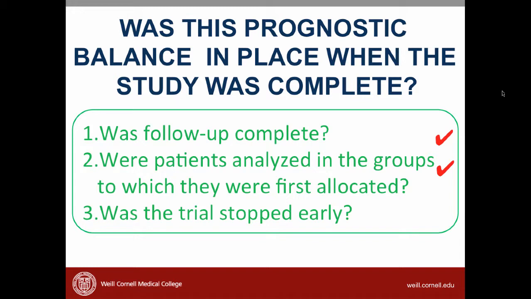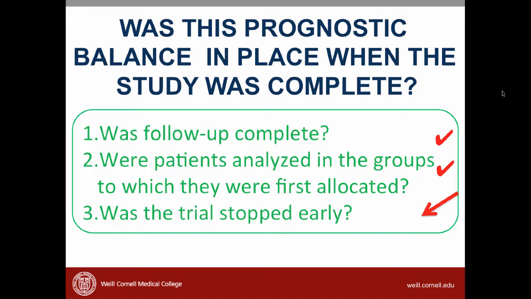The last question is, was the trial stopped early? This question is important because sometimes trials are stopped early because there is an apparent benefit or harm. But if a trial stops early, it may be that there is an early benefit, but the longer-term benefit is unclear. For that reason, it's helpful to know what time frame the researchers had in mind. If they want to look at 1-year mortality and stop a study after 1 month, we might really question whether there is a long-term benefit.